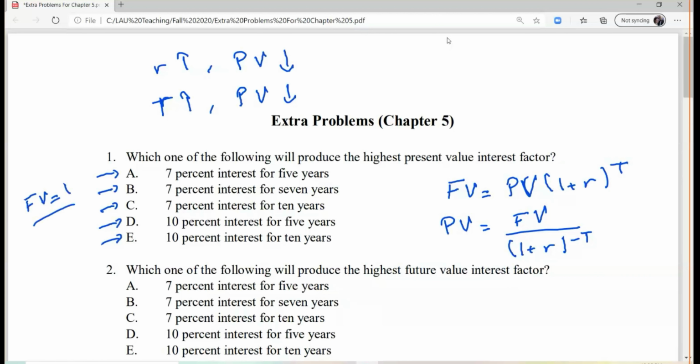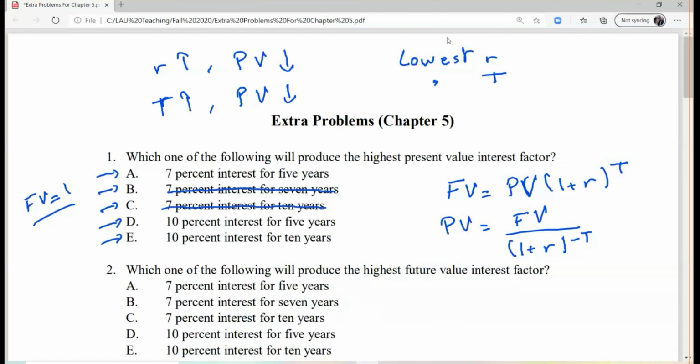So now, which one will produce the highest present value interest factor? It's going to be the one with the lowest R and the lowest T. In this case, here you have 7% for 5 years, 7% for 7 years, and 7% interest for 10 years. So I can eliminate B and C because A simply has a lower T. They all have the same R. A has, however, a lower T.